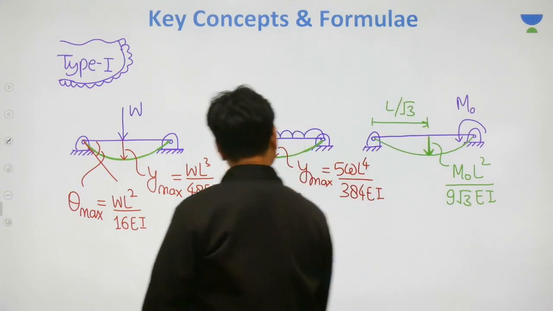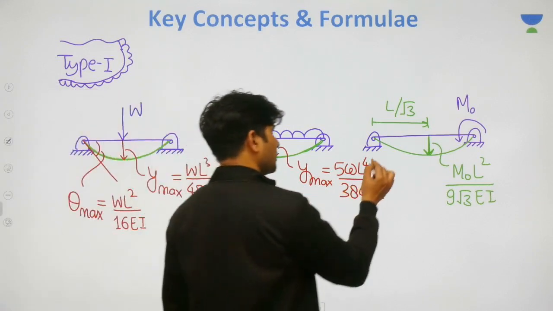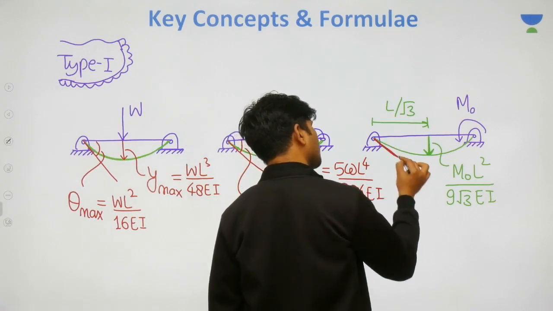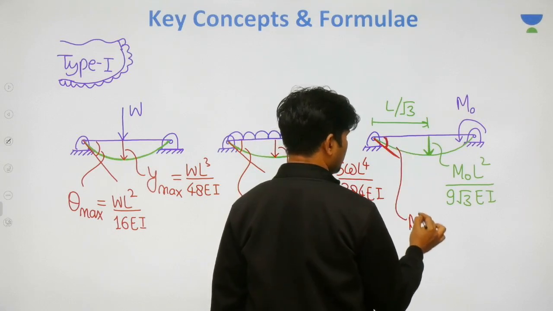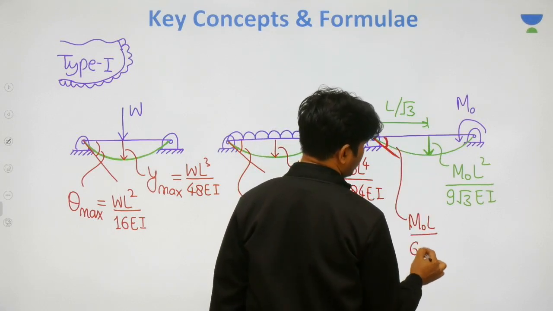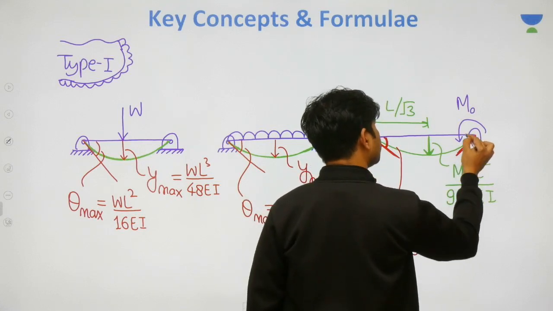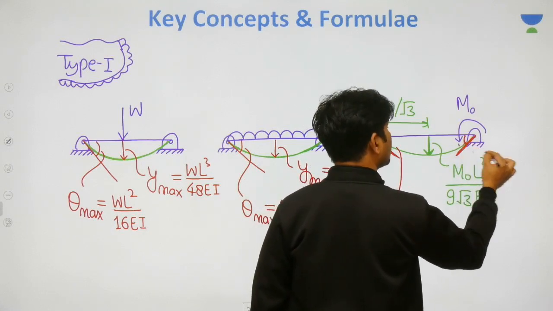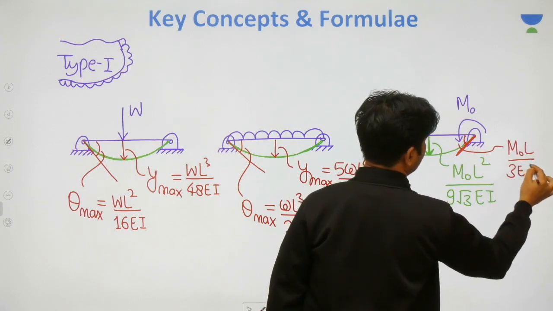And what about the slope? Here the slope will not be equal. Here the slope will be different at both the ends because symmetry is not there. The slope at the left end will be M naught L divided by 6 EI, and the slope at the right end will be M naught L divided by 3 EI.